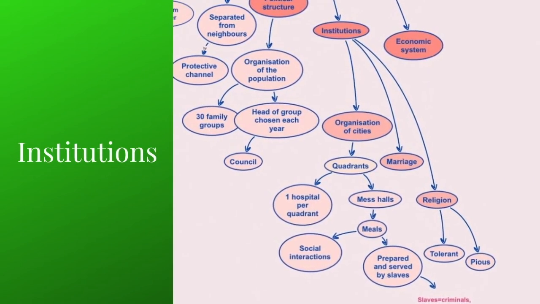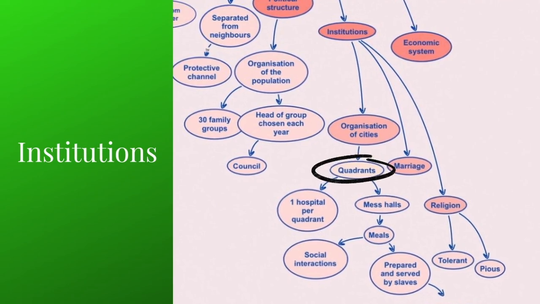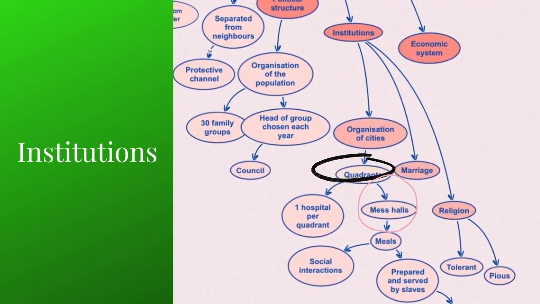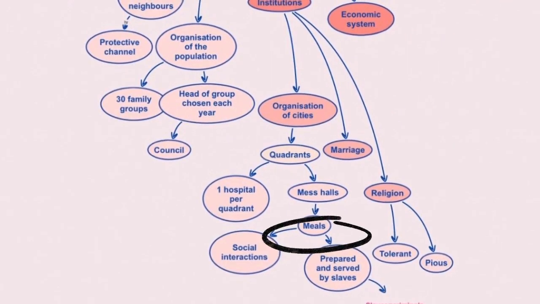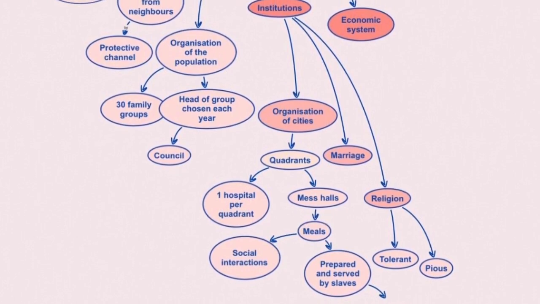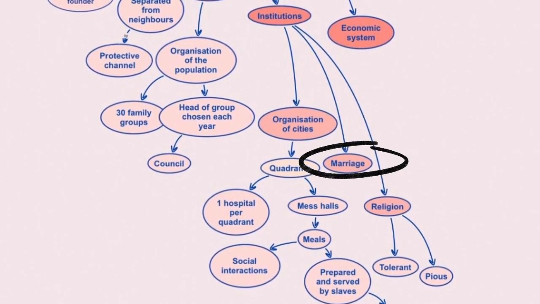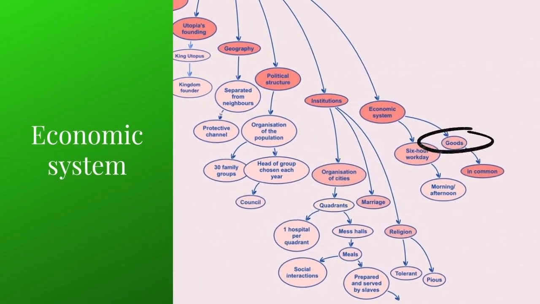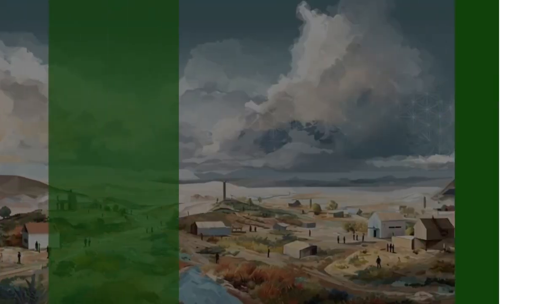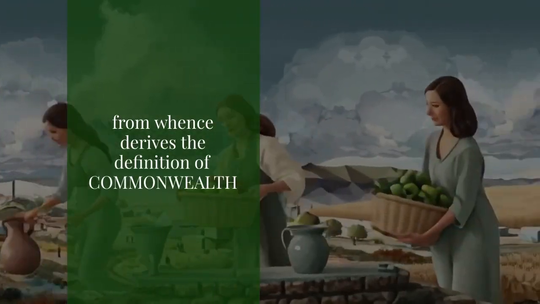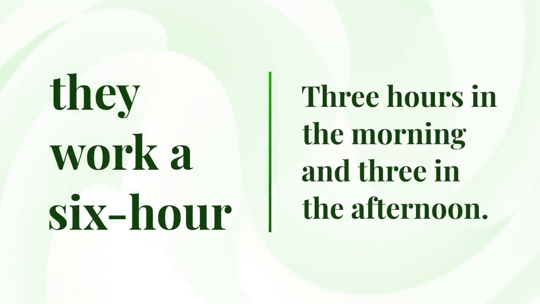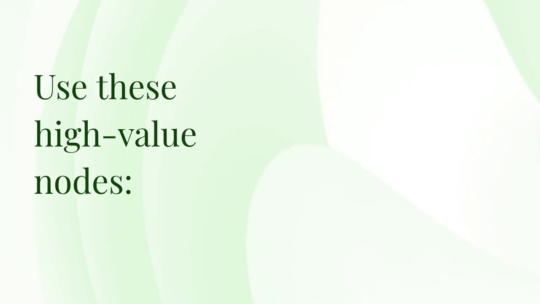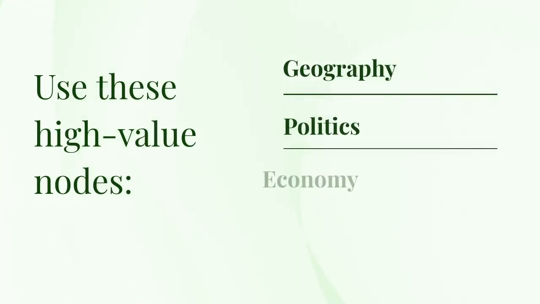Institutions. The cities are organised in quadrants, where there's a hospital and mess halls for the meals in common. The meals are prepared by slaves. Marriage is encouraged at 22 years old for men and 18 for women. Economic system. All the goods are in common. From whence derives the definition of commonwealth. And they work a 6-hour day. 3 hours in the morning and 3 in the afternoon. Lucky them. Yes. Use these high-value nodes: geography, politics, and economy.